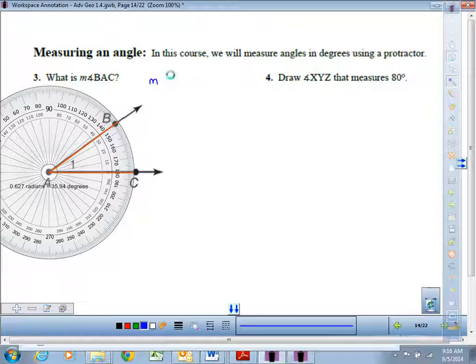So here's the proper notation. We say the measure of angle BAC is 35, and we always label degrees.